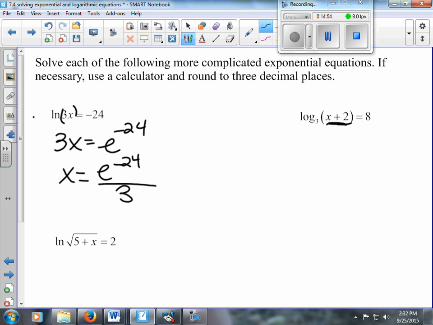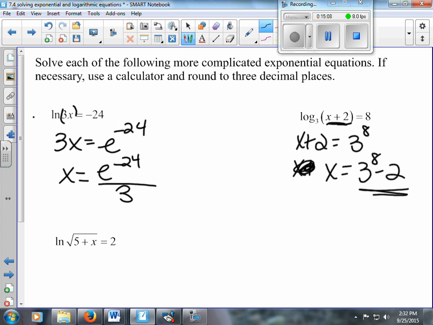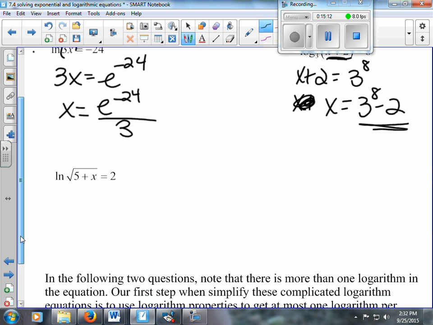So I'm going to switch this to exponential form, and x plus 2 will equal 3 to the 8. And I don't know what 3 to the 8 is, something very big. So then I'll subtract 2 from both sides, and x equals 3 to the 8 minus 2. And with a calculator, you can type in these numbers and get an exact solution or a decimal approximation.